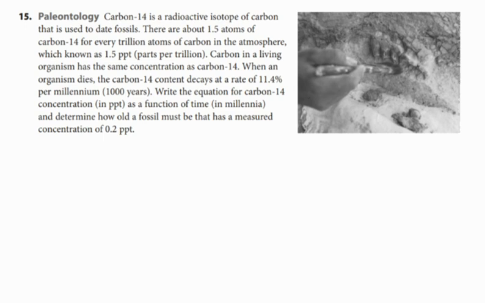Next on the problem, 15, paleontology. Carbon-14 is a radioactive isotope of carbon used to date fossils. This is one of the real-world uses that I talked about earlier in introducing the topic. There are about 1.5 atoms of carbon-14 per trillion atoms of carbon in the atmosphere. And gradually this carbon-14 decays to become nitrogen, I think. Anyway, it goes away over time.